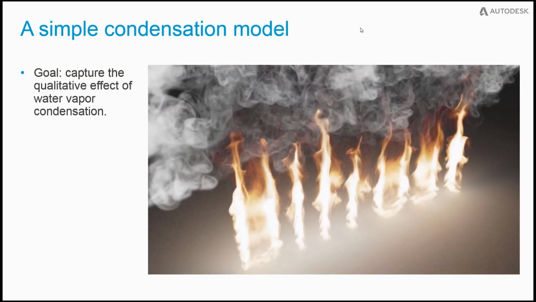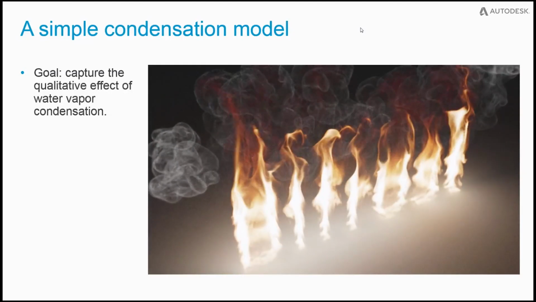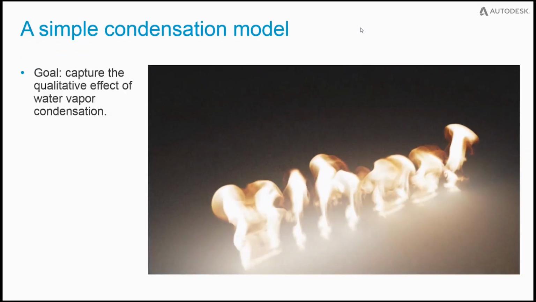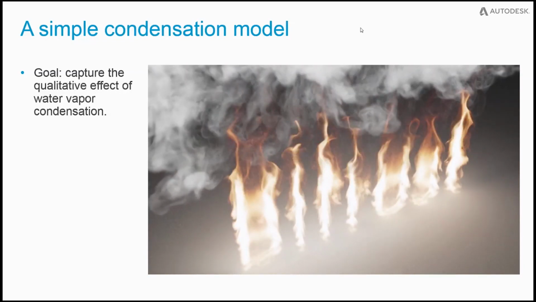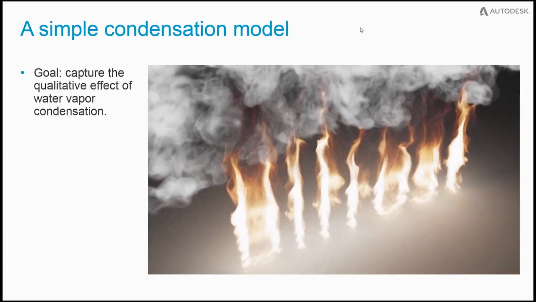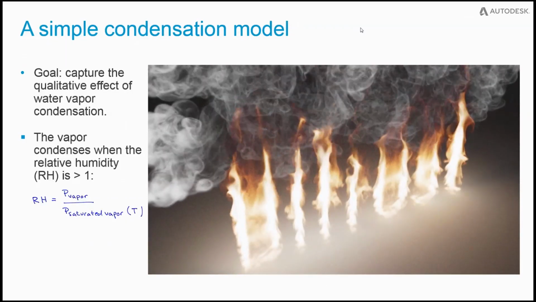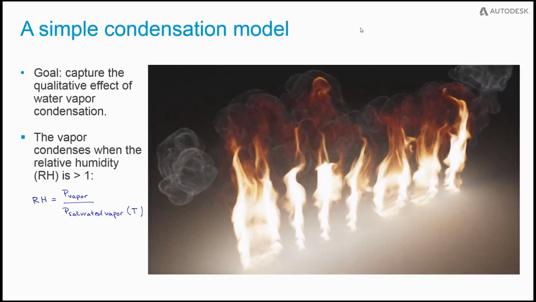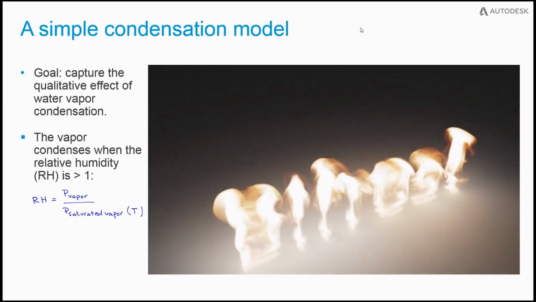So we've also developed a simple condensation model. Of course, the goal here for graphics is to just qualitatively capture the effect of water vapor condensation, not necessarily to give you something accurate, but to give you something that mimics the visual effect and allows for high-level control. And we've based the model on the relative humidity. So basically, when the relative humidity is above 1, the water vapor will start to condense. And the equation for the relative humidity, I've listed it here.